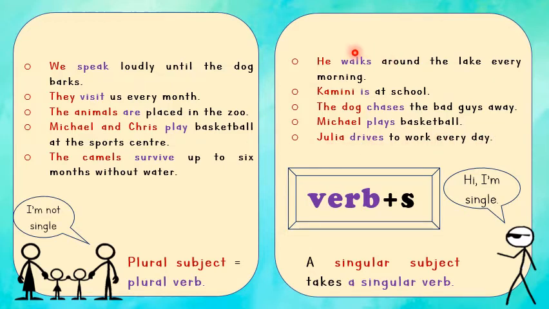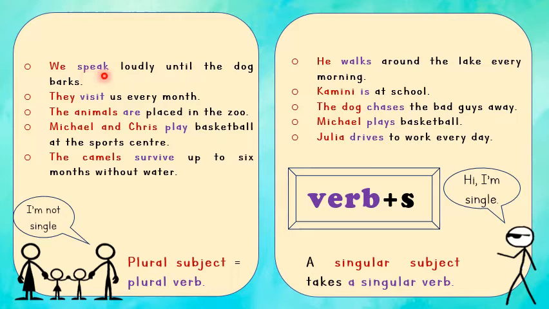And if you notice, this one: walks, chases, plays, drives. We have verb plus s for singular. For singular, single, you add s for the verb. Okay, now let's look at the plural. Plural subject, plural verb. Plural, more than one. Lebih daripada satu.